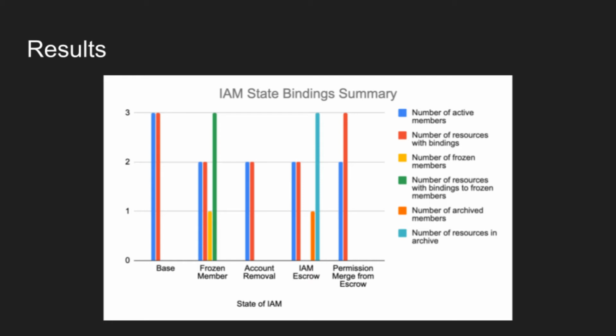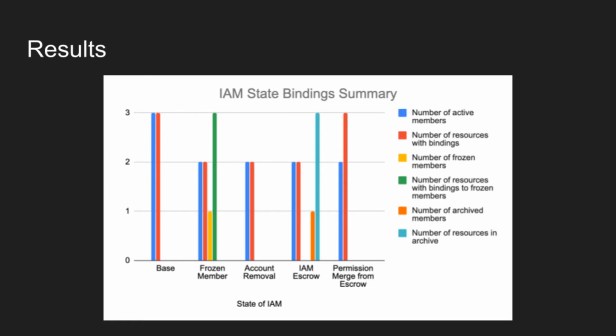So if we look at the legend, we see the different colors corresponding to the different bars here, and they're either representing the number of active members or the number of resources or the number of frozen members in either of the structures. So if we focus on the frozen member, we see that there were 2 active members and 2 resources being bound to those active members, but there was also 1 frozen member that had 3 resources being bound to that frozen member. And that's not exactly what we wanted.